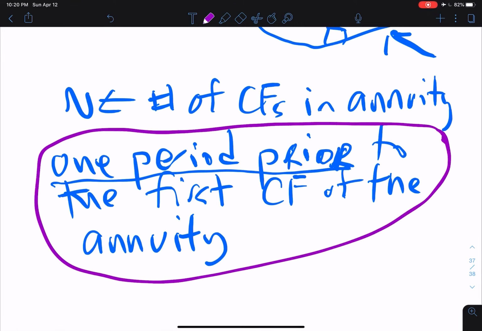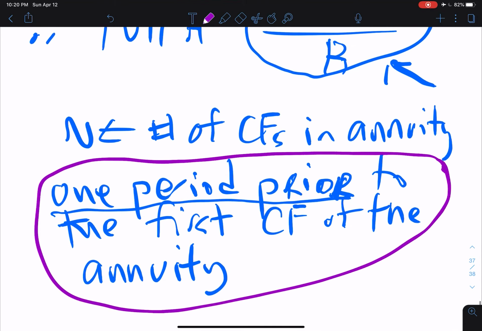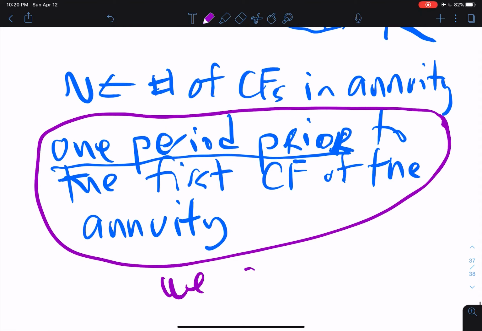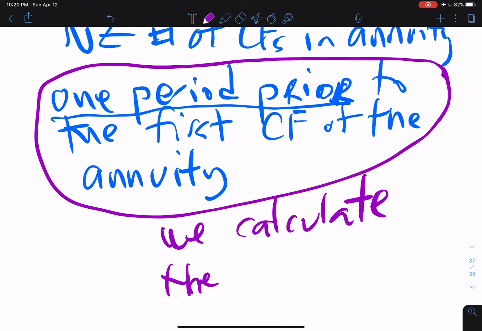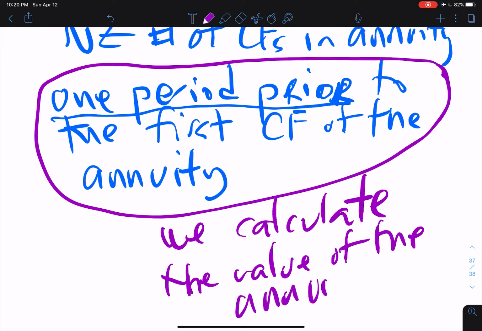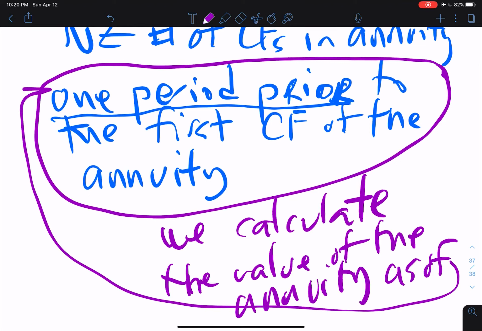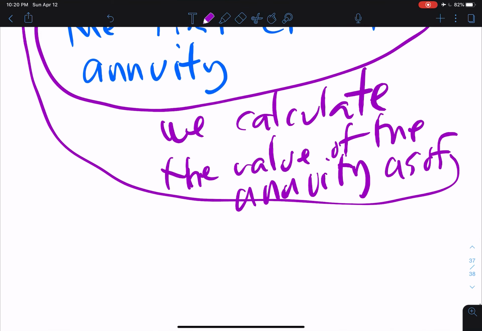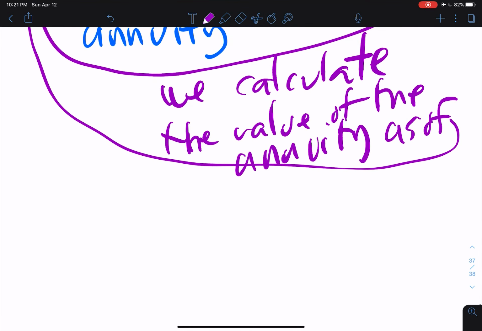Okay, we calculate the value of the annuity as of 1 period prior to the first cash flow of the annuity. That's what we did. It's very important that you know that. Now notice what it says, 1 period prior to the first cash flow.